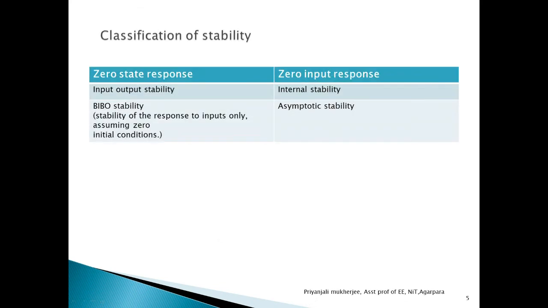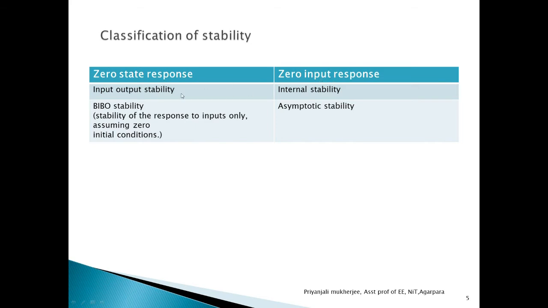Next is the classification of stability. Basically, stability can be classified as input-output stability or asymptotic stability. There are two responses in a system: one is the zero state response and another is the zero input response. For the zero state response, we consider the input only, where the initial conditions are zero. For the zero input response, the input is zero, but the initial conditions are there.